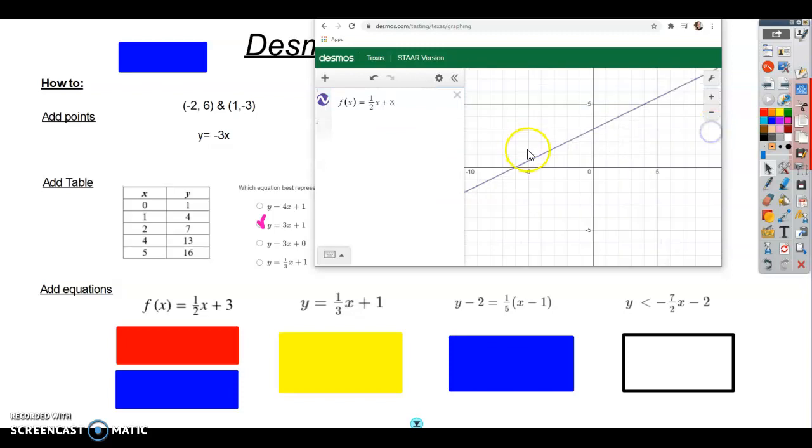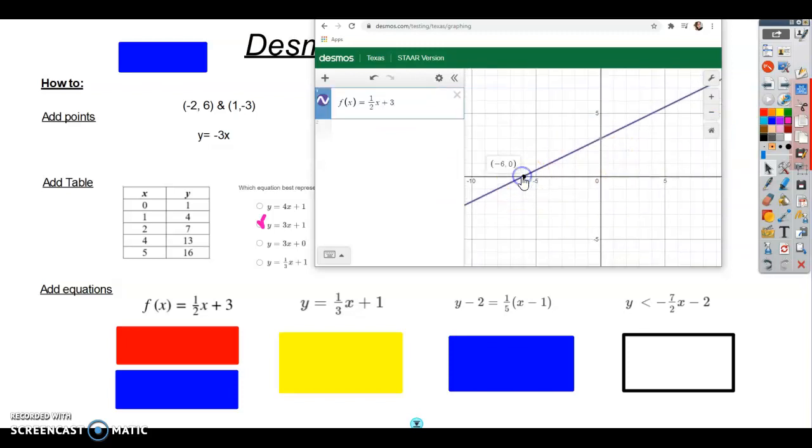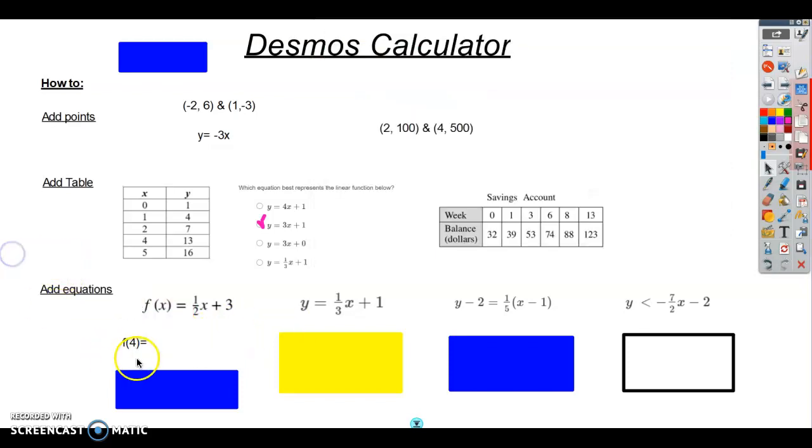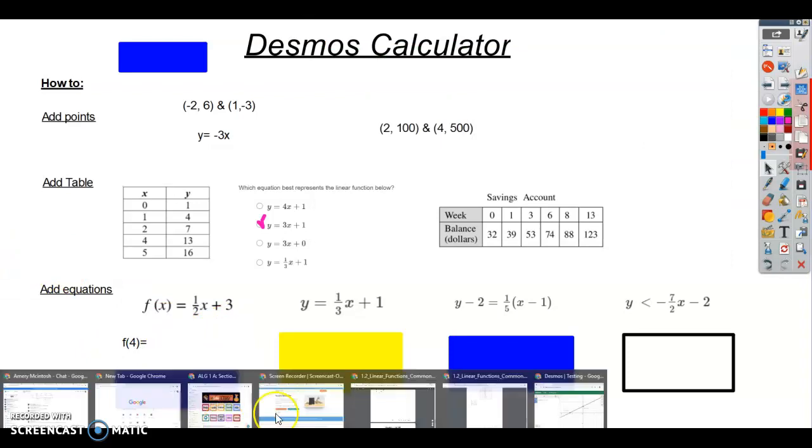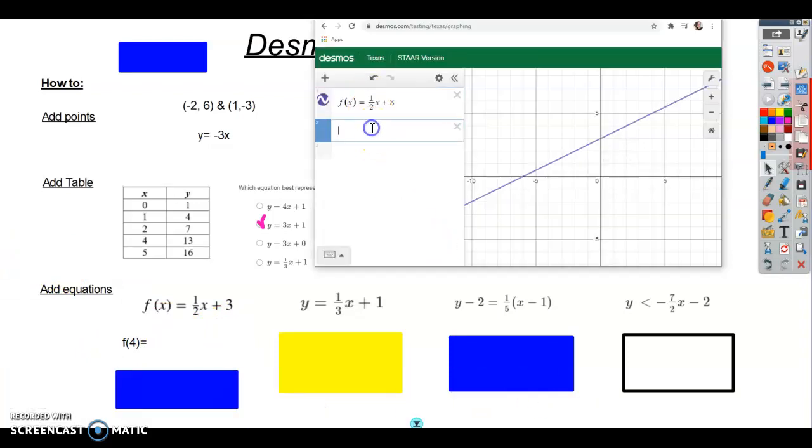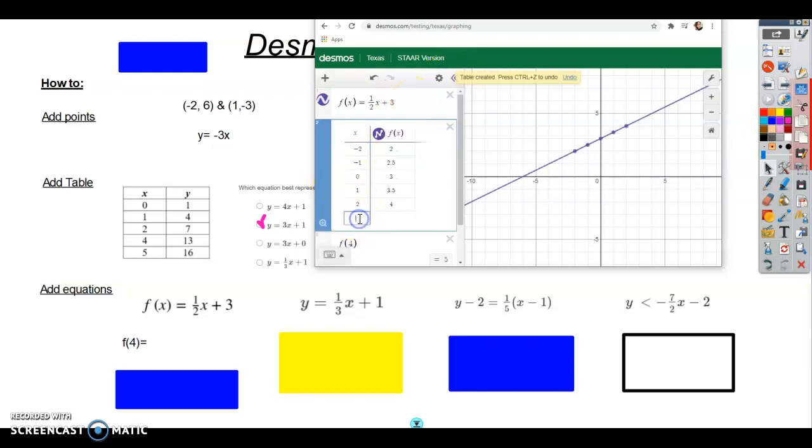I hit that little house button so it can go back to normal. I can click on my intercepts. Those are my intercepts right there. And I can answer some questions like, what's f of 4? Okay, so f of 4, I can type it right here, f parentheses 4, and it gives me the answer.